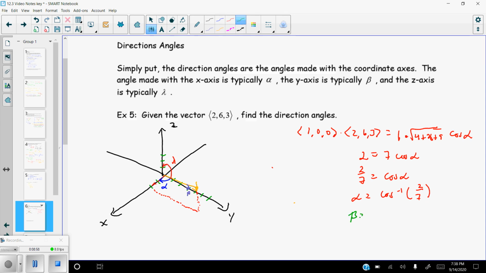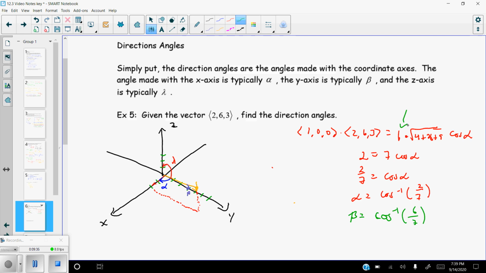Beta is going to end up being the inverse cosine of 6/7. And you might think, well, how did I get that so fast? Well, think about it. The 7 is coming from the magnitude of the given vector. That's going to be the same no matter what. So you're always going to have 7 times that. I don't have to worry about this particular piece right here, because that's always going to be 1 as long as you use the unit vector in the direction of x, y, or z.